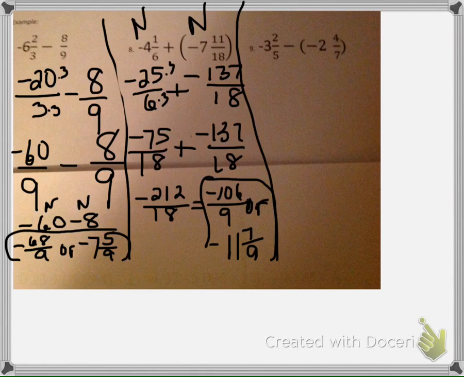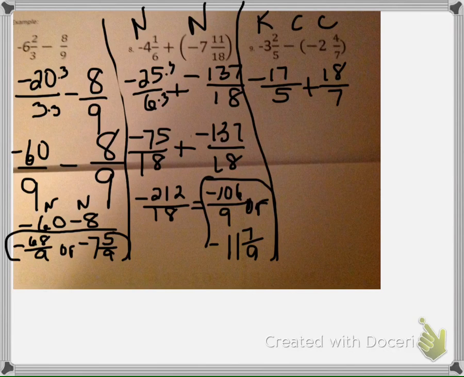That's your choice. Okay, looking at number 9, I have a negative 3 2/5 minus a negative. I have that double negative, and we don't like the double negative, so we're going to keep change here first. When I do that, I'm going to change it into improper fractions. So we have a negative, 3 times 5 is 15, plus 2 is 17/5. Change my subtraction to addition. I'm going to change my negative 2 to a positive, 2 and 4/7, and 7 times 2 is 14, plus 4 is 18 over 7.